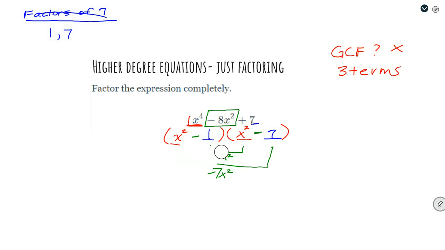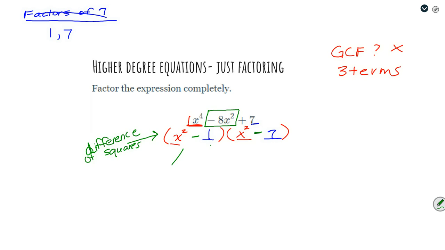All right, so we've factored so far. Yay! But do I need to factor further? Are there any perfect squares? Well, look right here. x squared is a perfect square, and 1 is a perfect square. So that first binomial is a difference of squares.